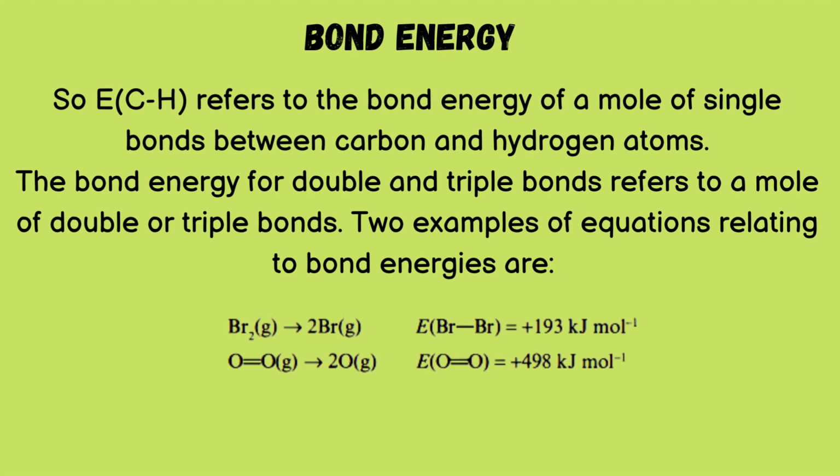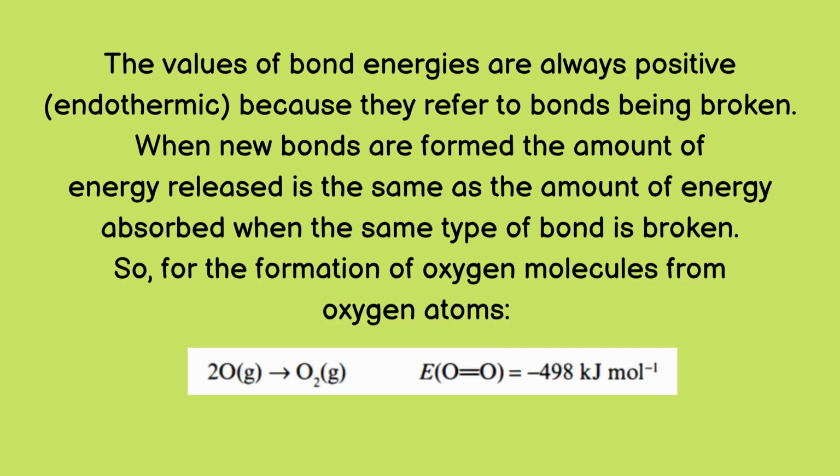Two examples of equations relating to bond energies are shown here. Bromine giving 2 Br atoms. Bond energy of Br-Br is positive 193 kilojoules per mole, and oxygen double bond oxygen gives 2 oxygen atoms. Bond energy is shown as positive 498 kilojoules per mole. The values of bond energies are always positive, endothermic, because they refer to bonds being broken.